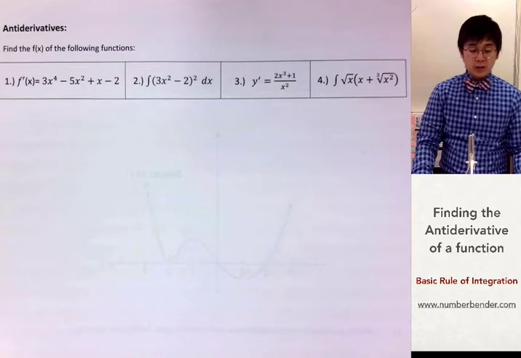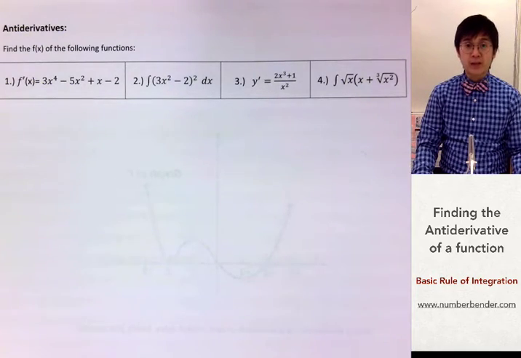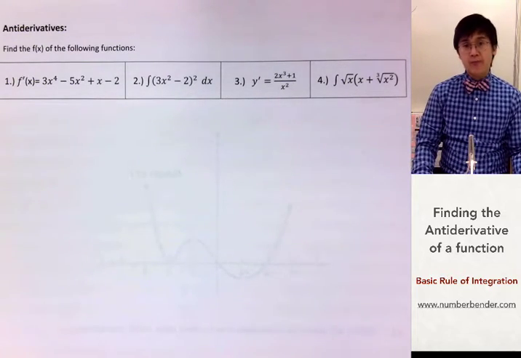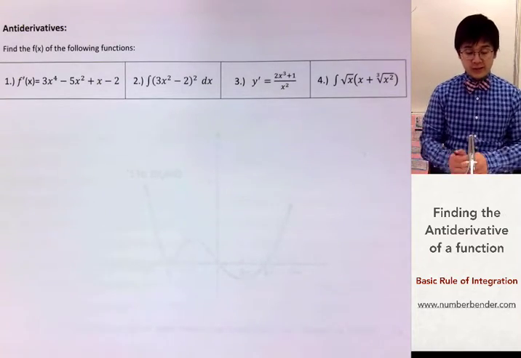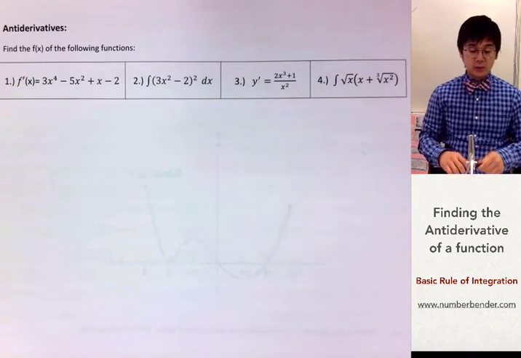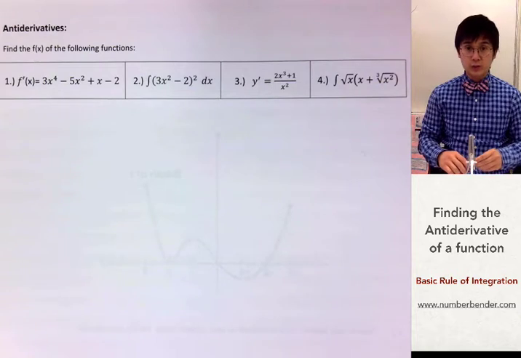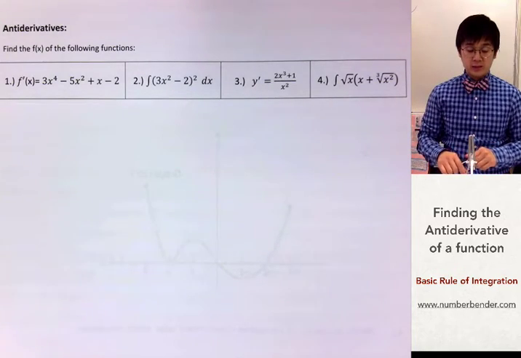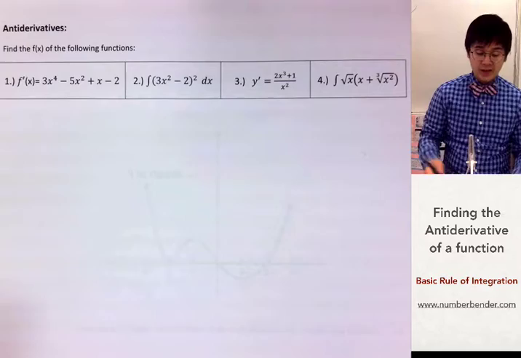Today we're going to be working on how to find the antiderivative of a given f prime of x. On the first example, we have f prime of x equal to that polynomial, and we're going to return it back to its f of x, or find the f of x.